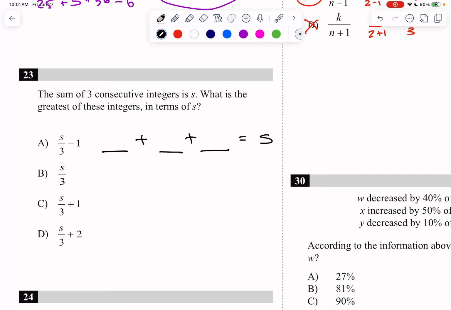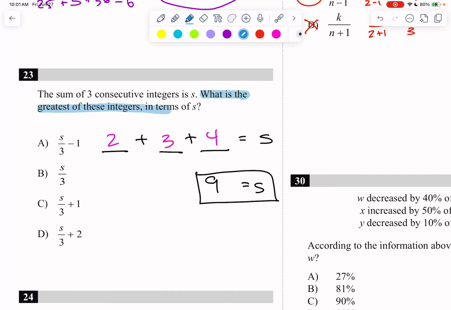So I think we should plug in for our integers. Let's plug in 2 and 3 and 4, because we're avoiding 1, 0, and negative 1. So that makes it available for me to see that my S would be 2 plus 3, that's 5, plus 4, that's 9. So my S is 9, and you'll notice that's the variable I need for my answer choices. What are we solving for? What is the greatest of these integers in terms of S? Again, now that we have our S, the greatest of these integers, what is that?